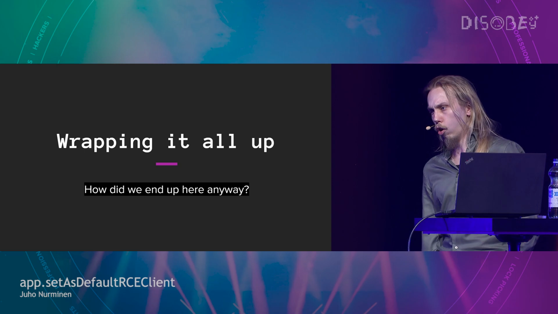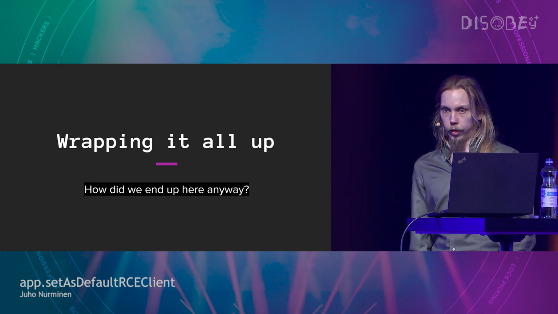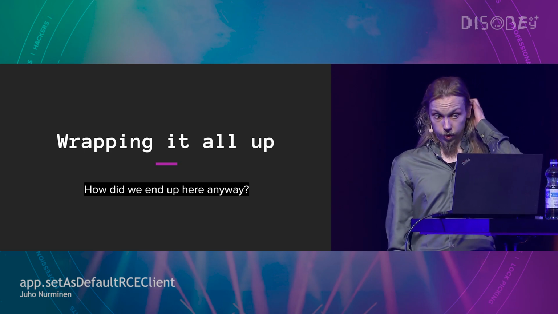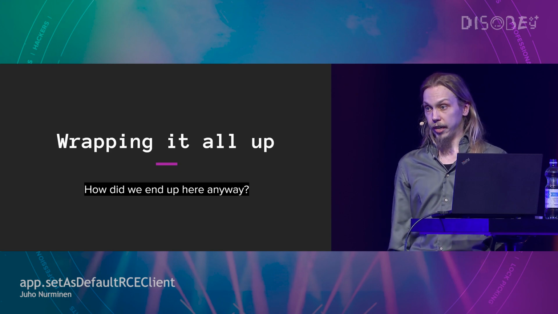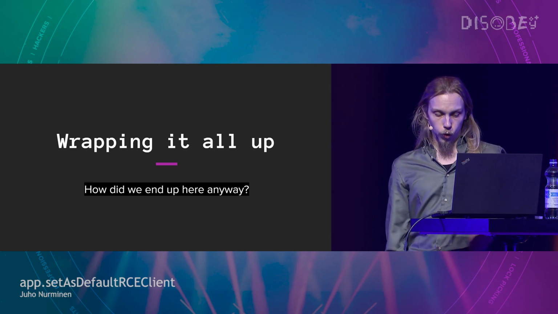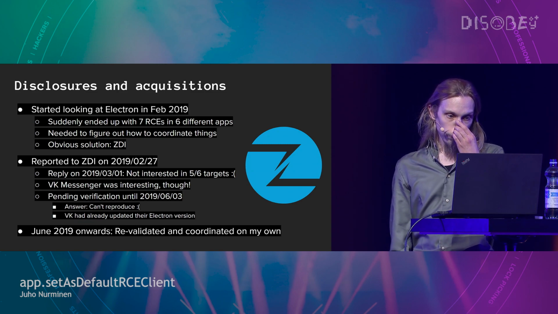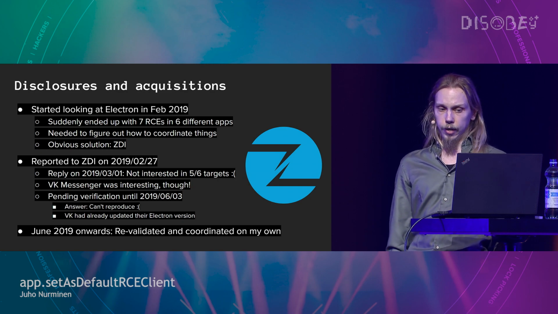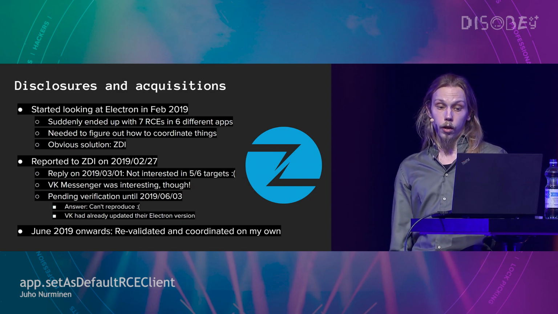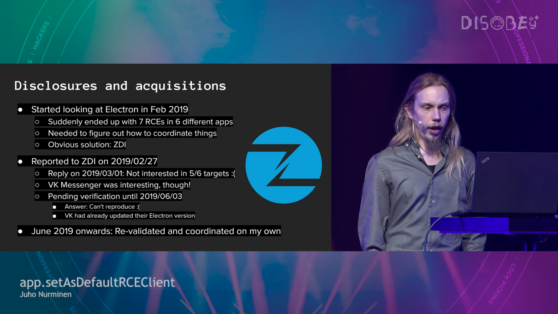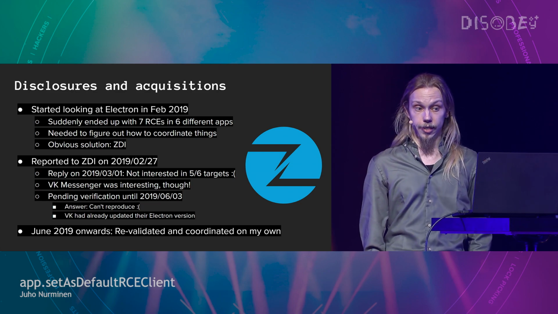Anyway, my work obviously didn't end when I managed to pwn all the Electron apps. Someone had to fix those issues, and that meant coordinating disclosure and communicating with vendors. I tried to find the easy way out and just ended up doing twice the amount of work. Here's a few lessons from that. So as I mentioned, this all started in February 2019. I was casually poking at one app, which happened to be Mattermost, when suddenly all hell broke loose and I had 7 RCEs in 6 different apps.